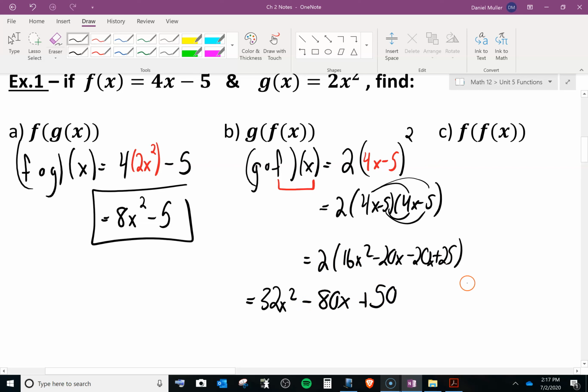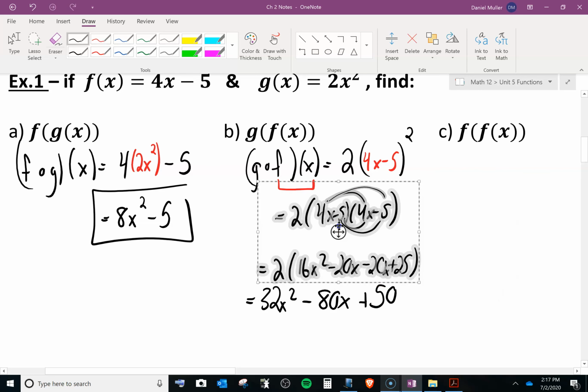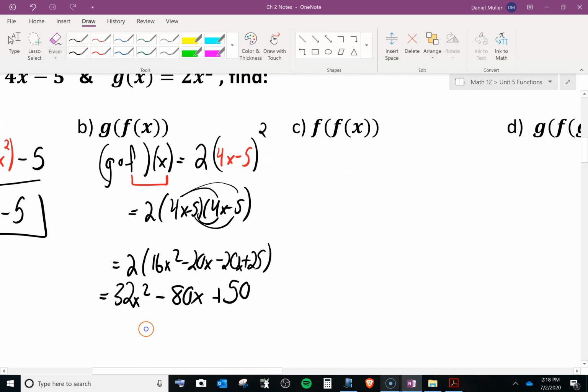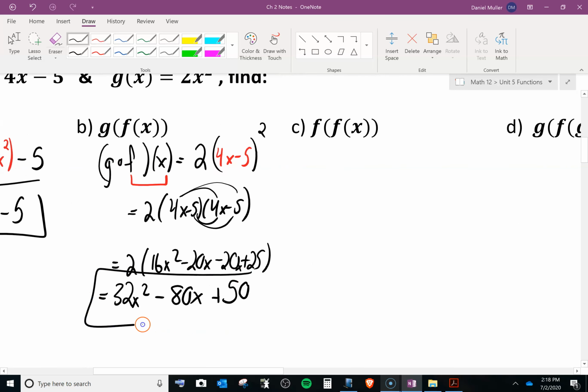So this is our new function, our composite function. And I'll just box this here. And so that is it. And we can take any input we want, and we can just throw it in.